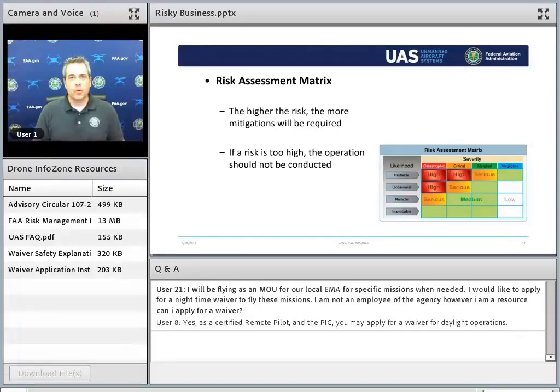Again, one example here, many others to choose from. Work with what you enjoy best. So again, the higher the risk, the more mitigations will be required. As you move from that risk assessment matrix, bottom right-hand corner to the top left-hand corner, the more assessment you're going to need to do, the more mitigations you're going to need to apply to your, let's say, waiver application or operation, because the more complex it's becoming.